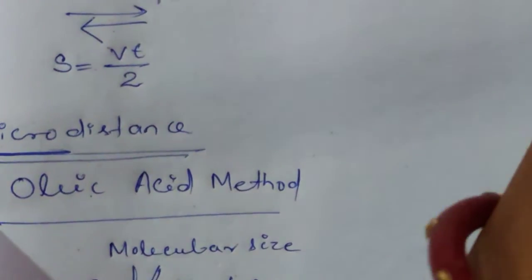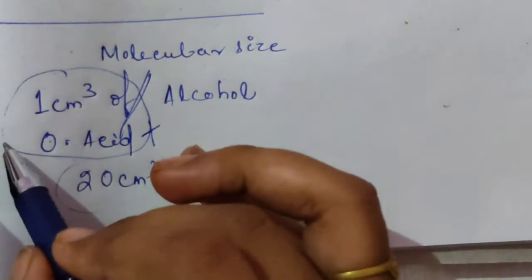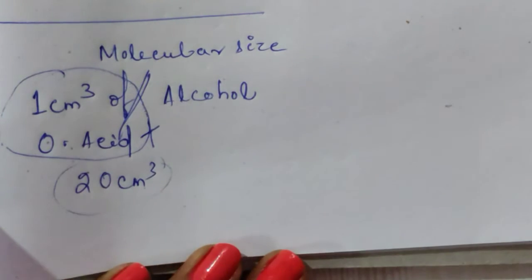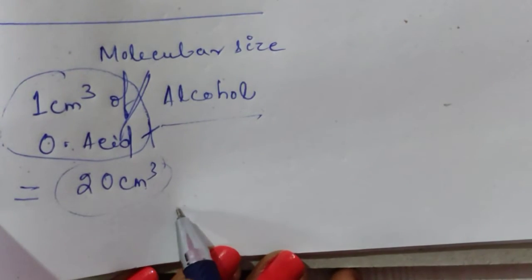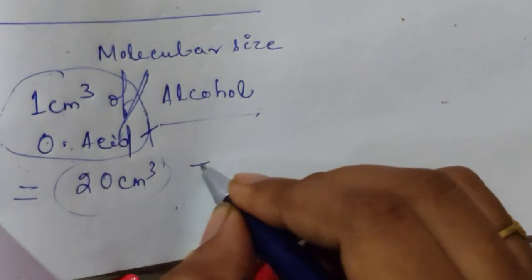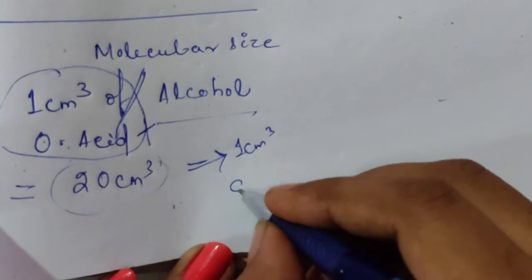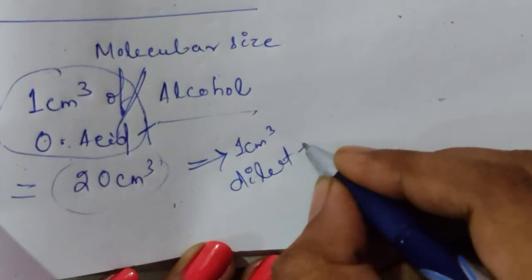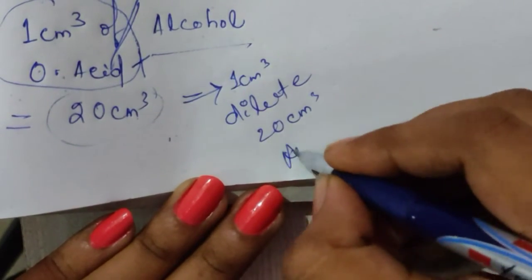Getting my point? What I am trying to say is, first of all we will take 1 centimeter cube of oleic acid, which we need to mix with alcohol so that the total volume becomes 20 centimeter cube, right? After that, from this solution we will take 1 centimeter cube and dilute that to 20 centimeter cube using alcohol again.